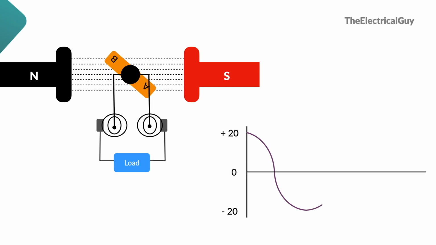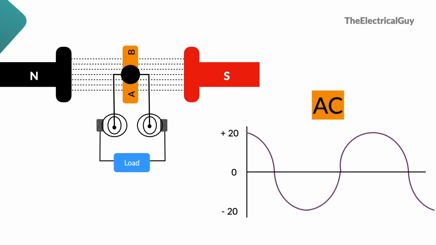Again, the coil will be in vertical position and voltage generated will become zero. And this cycle will repeat. The waveform generated is called a sine wave, which means AC. This is also the reason why AC supply is always represented by a sine wave.